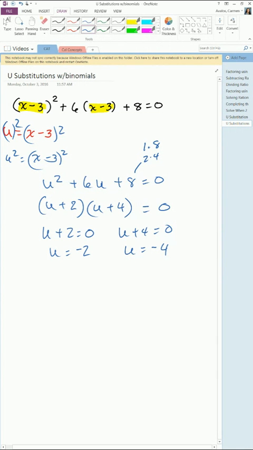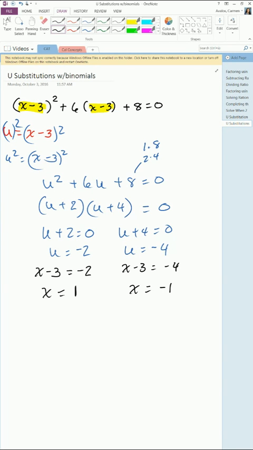But I know that u is equal to x minus 3. So since that's the case, x minus 3 is going to equal negative 4. When I solve here, I'm going to get x is equal to negative 1. And then for the other one, I know I'm going to get 1. So the answers here are x equals 1 and x equals negative 1. You could substitute them back in to see if they have any extraneous solutions. They do not.